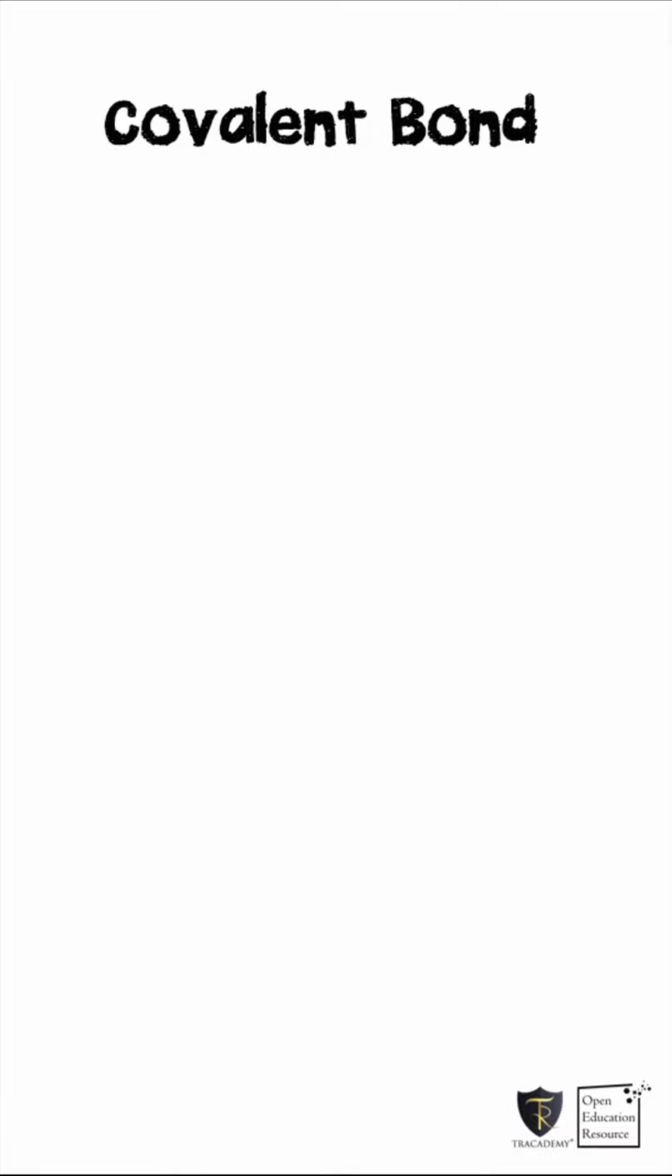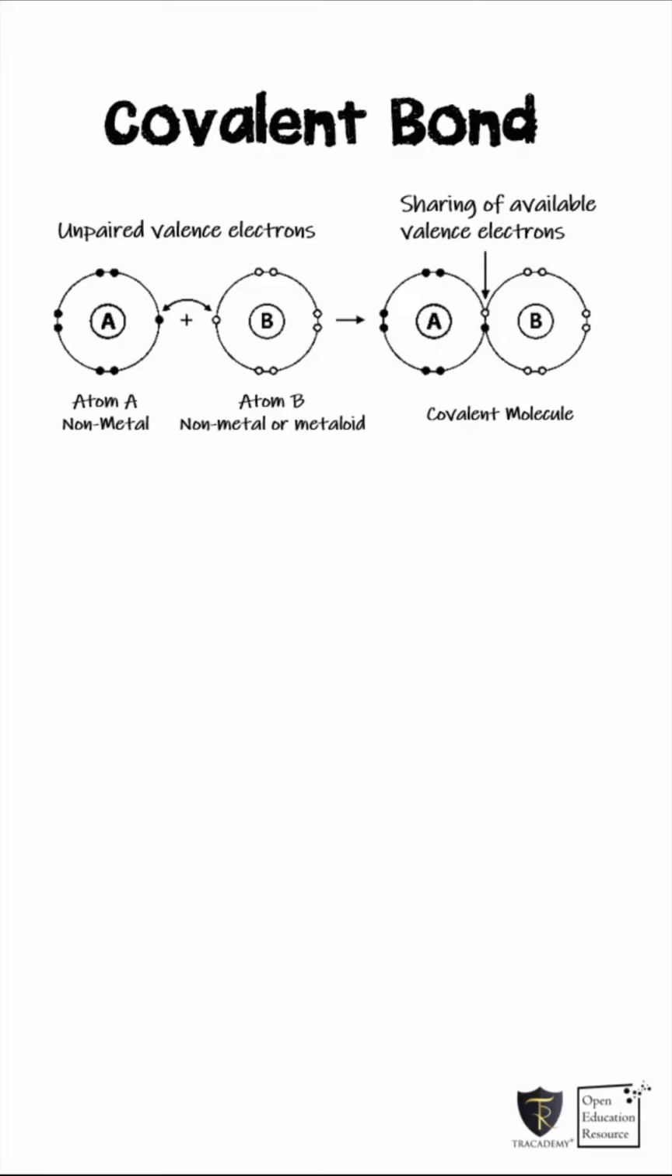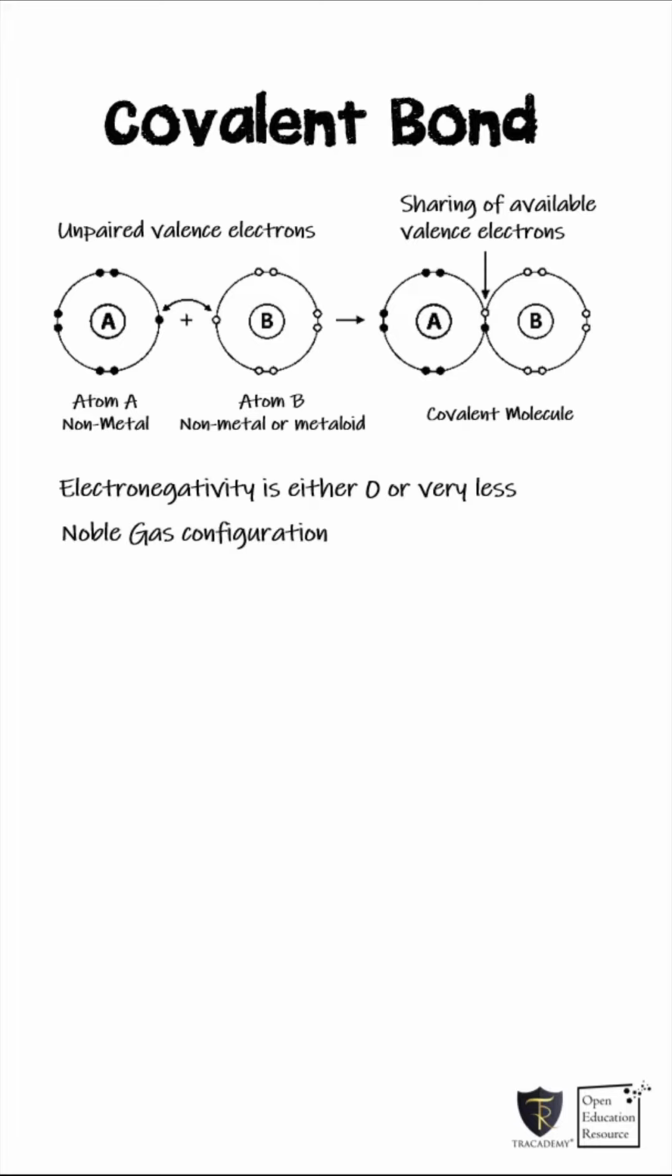A covalent bond is formed by sharing one or more electron pairs between atoms, provided each atom contributes equally. The favorable condition for the formation of a covalent bond is when the difference in electronegativities of the two atoms is either very less or zero, or if the atom can share electrons so that it can attain its noble gas configuration. There are two types of covalent bond.